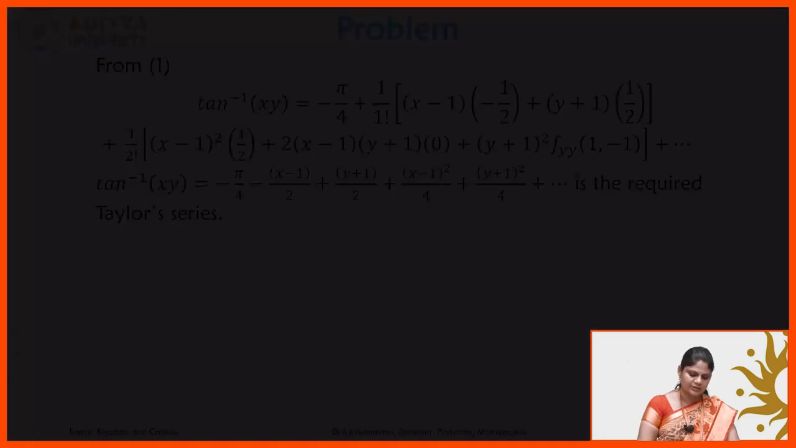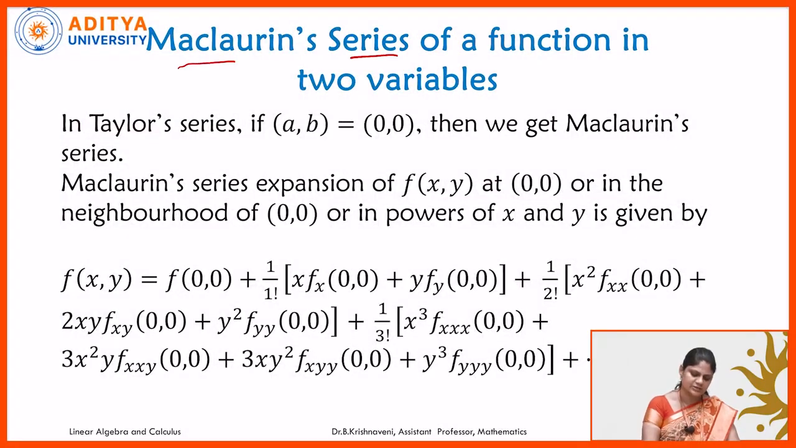So this is all about Taylor series. Now next is Maclaurin series. What Maclaurin series is? It is also a Taylor series for which a comma b is equal to 0 comma 0. So that is in the Taylor series expansion, if you substitute a is equal to 0 and b is equal to 0, we will get a Maclaurin series. That means we call it the Maclaurin series expansion of f of xy at 0, 0 or in the neighborhood of 0 comma 0 or in the powers of x and y, and is given by the Taylor series only, but just by taking x is equal to 0 and y is equal to 0. Then what the series will be equal to?